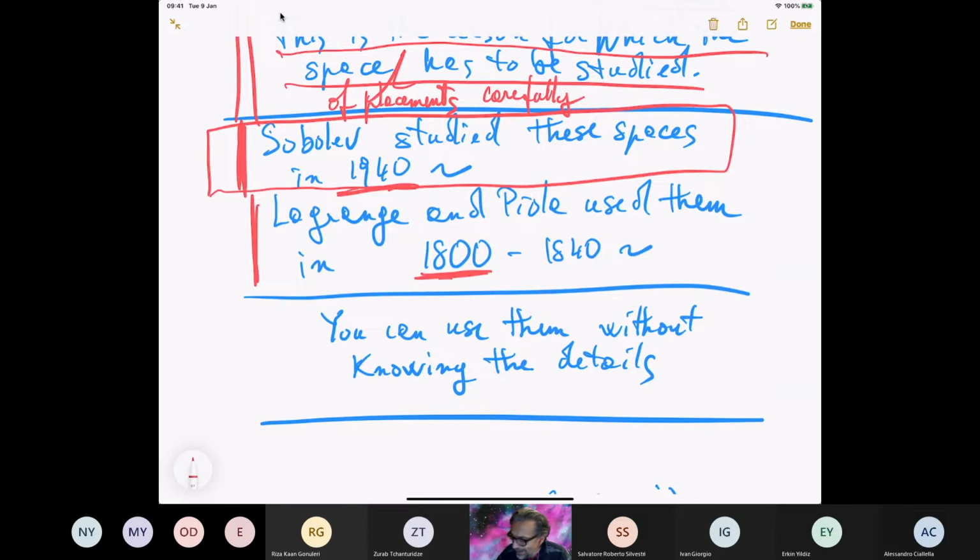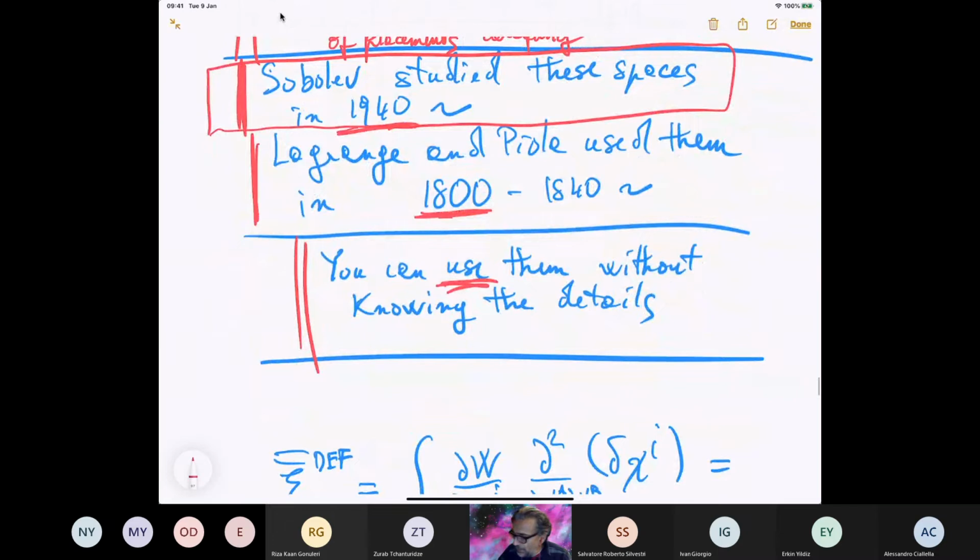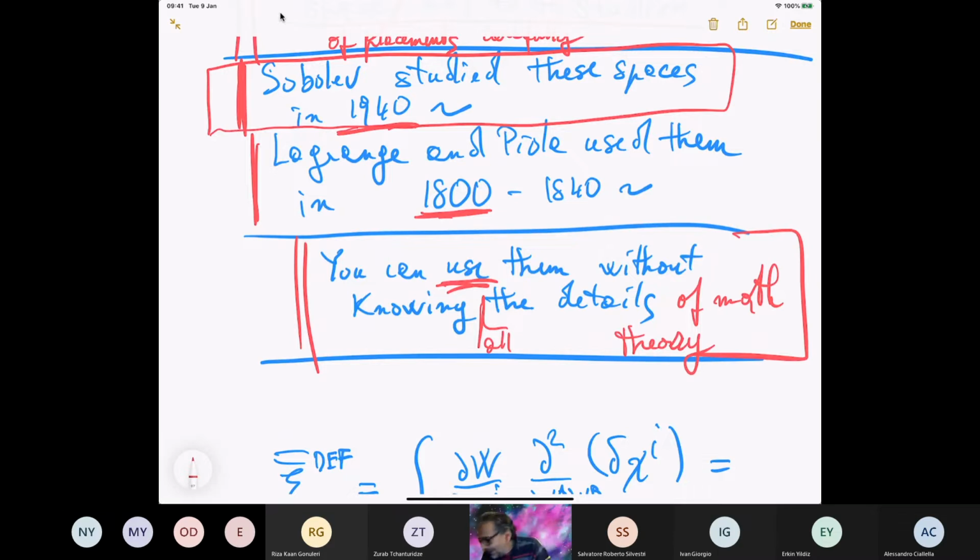I think that you can use these spaces, the spaces for which this delta can go out of the derivative, in an intuitive way without knowing all the details of the mathematical theory. We have here a mathematician. I don't know if he studied Sobolev spaces. If yes, he will have his life much easier.